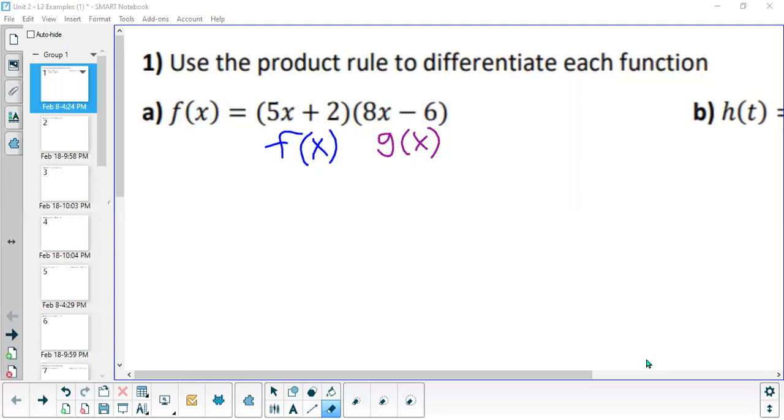Okay, so we're going to start off with taking the derivative on the side. I'm not going to be able to get through every single question, but I'm going to try my best. So we're going to start off with taking the derivative of f prime of x.